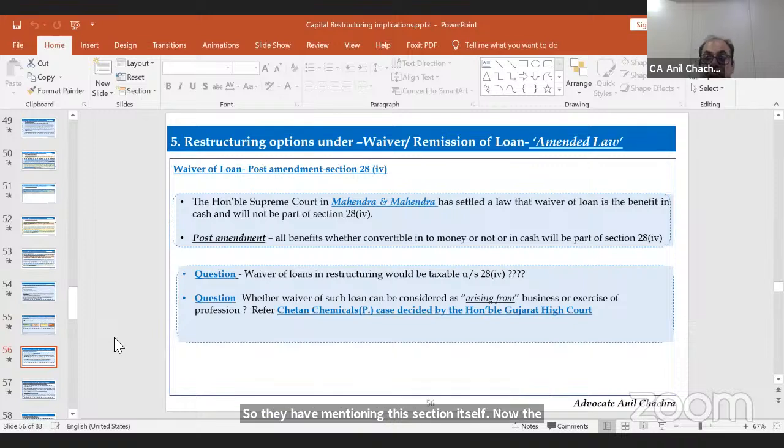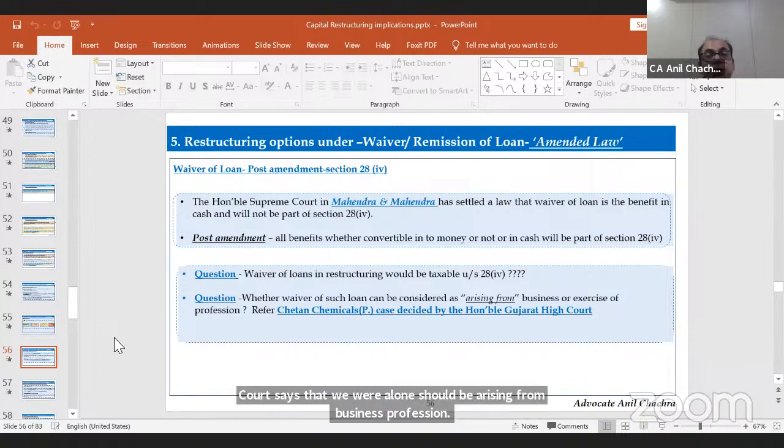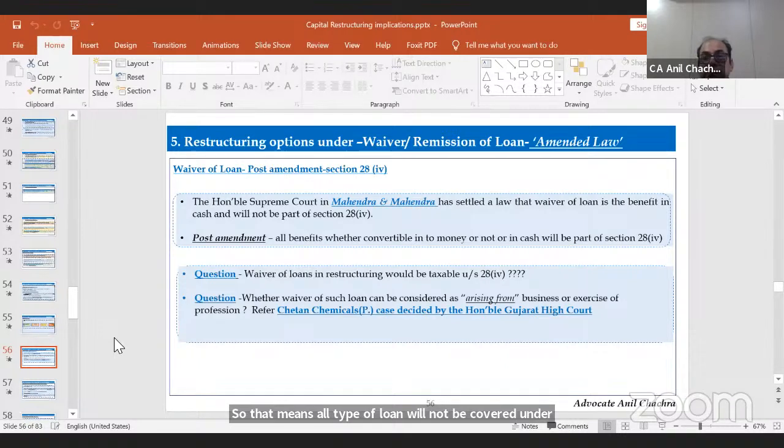Now the question is, does that mean every kind of loan will be treated under section 28 subsection 4 because they have introduced the amendment, whether it's cash or in kind? In the Mahindra and Mahindra judgment, the court says that waiver of loan is a cash component. That means every type of loan remission would be part of section 28(4). But in the Chetan Chemicals case, the Gujarat High Court says that waiver of loan should be arising from business or profession. So all types of loan will not be covered under section 28 subsection 4, clause 4, sorry. It should arise from business or profession. Had I been in an NBFC company and getting a loan waiver, yes, it will be part of it. If I'm in manufacturing, it will not be part of it as per the judicial pronouncement. So we have to see all the legal aspects for the waiver of loan.